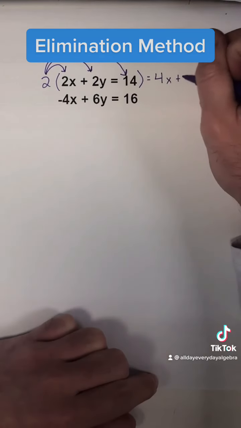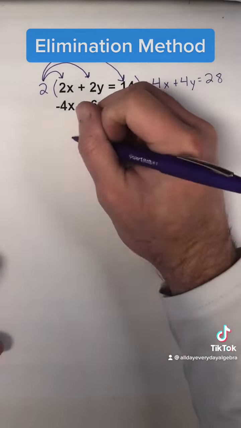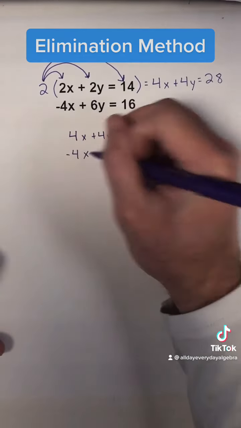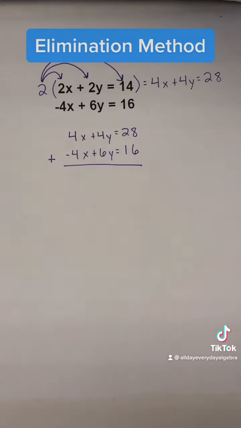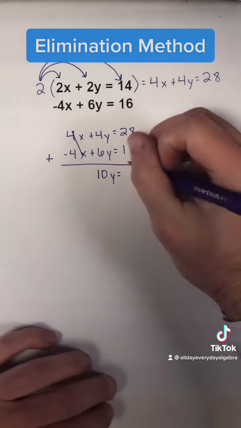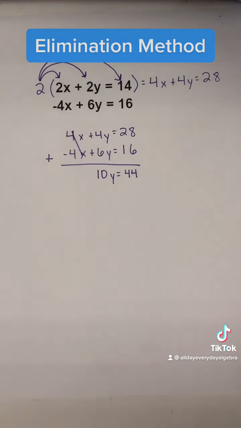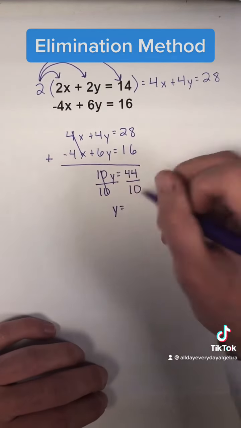We distribute the 2 to each term, which gives us 4x plus 4y equals 28. Now we can add both equations. 4x and negative 4x cancel out. 4y plus 6y equals 10y, and 28 plus 16 is 44. Now we divide both sides by 10, so y is equal to 4.4.